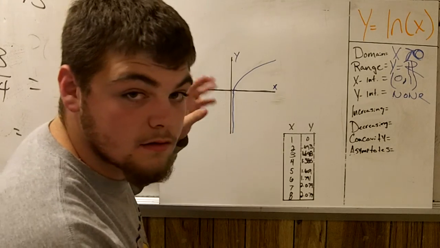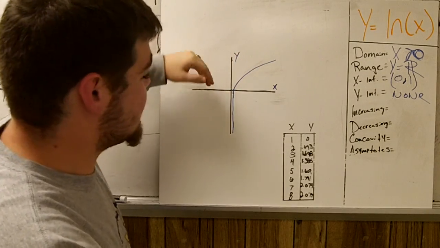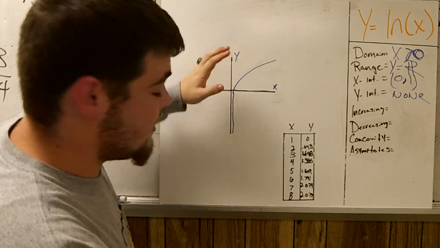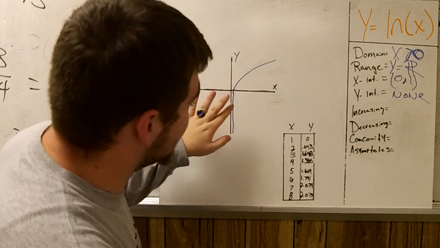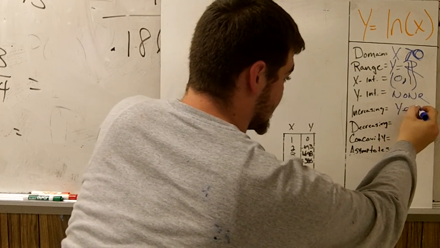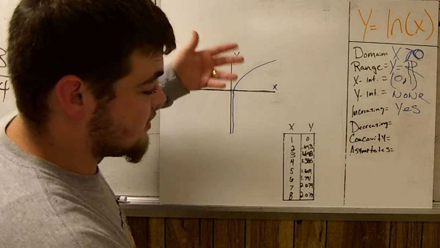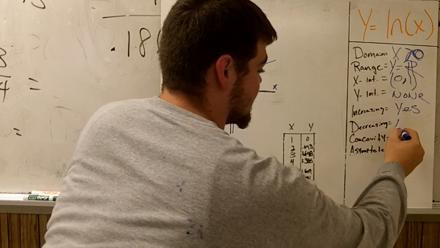Is the toolkit function increasing or decreasing? If you read it from left to right, it's going up, so it is increasing. That means it can't be decreasing, so for decreasing you just put no.